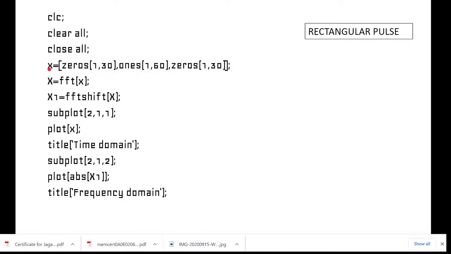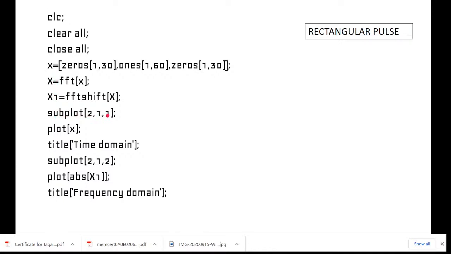Okay, so here this step will generate the rectangular pulse, and then in this step we will compute the FFT of this rectangular pulse. In the next step we will do the FFT shift operation on the FFT of the rectangular pulse. Here we have computed the FFT. Now we will shift it, I mean the FFT shift operation will be done here, and that will be stored in X1.